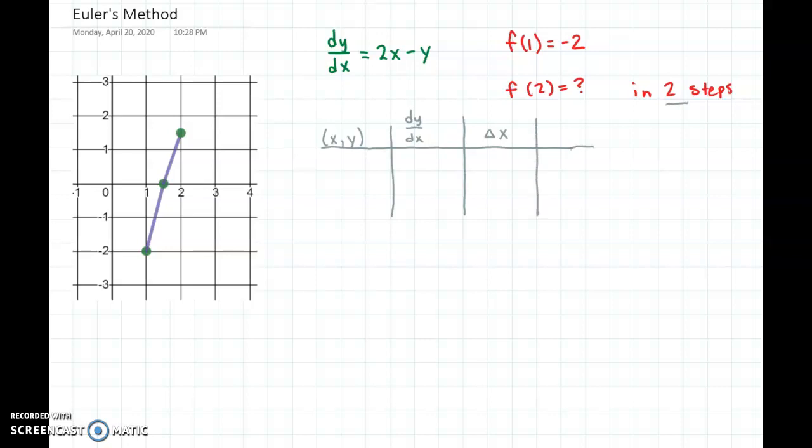And then we're also going to have a delta y. Delta y is how far we change our y-coordinate if we change our x-coordinate this far. In order to get delta y, you're always going to multiply your dy dx times your delta x. So your initial point is 1 comma negative 2, so I'm going to put that in my table.